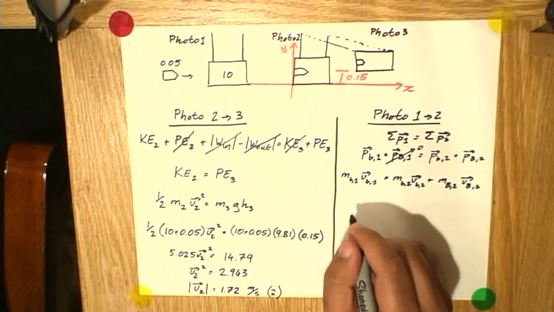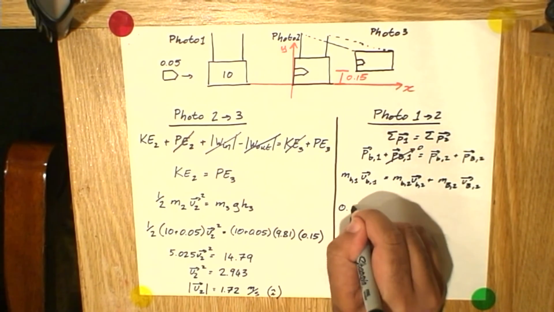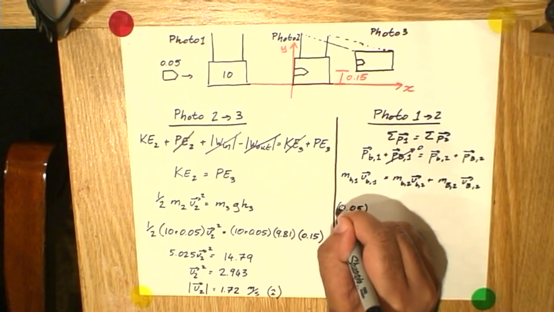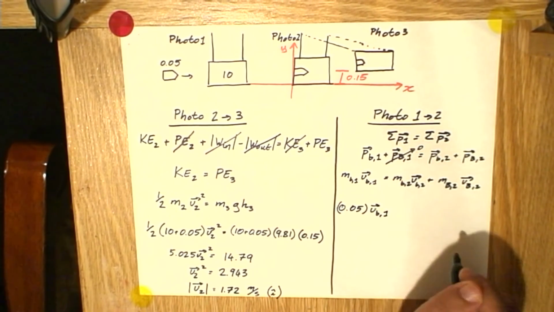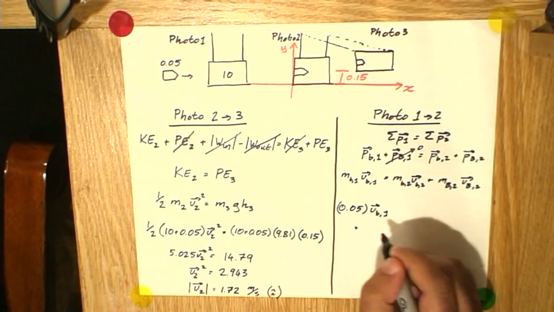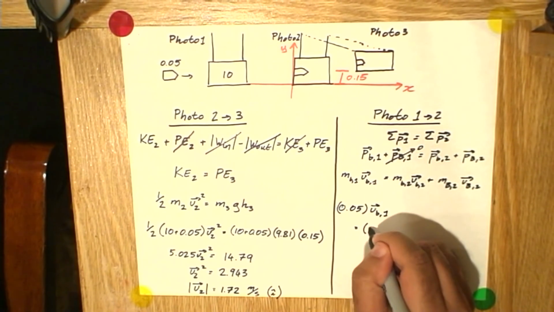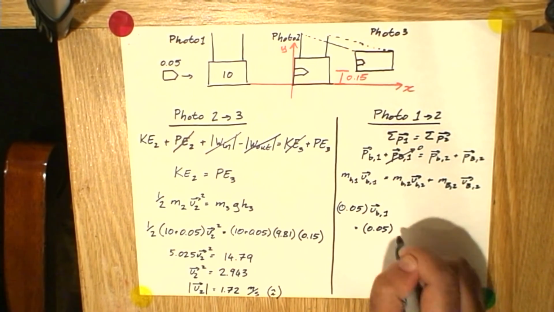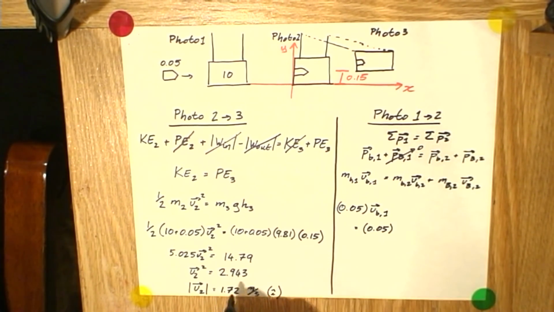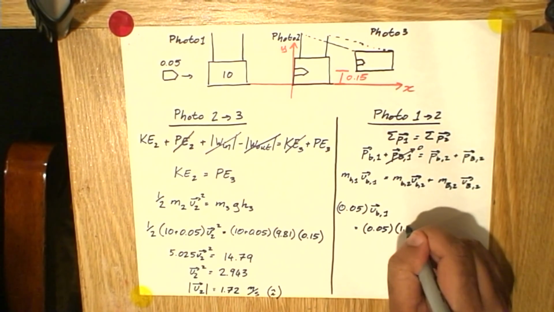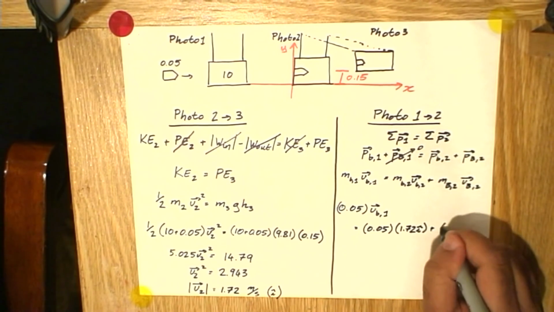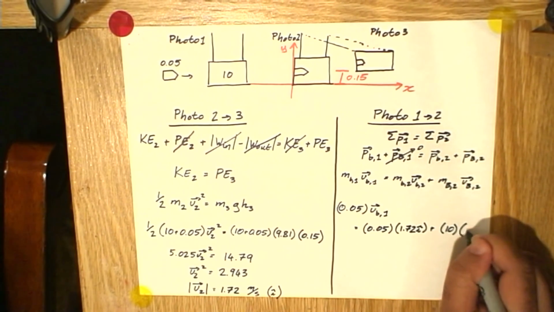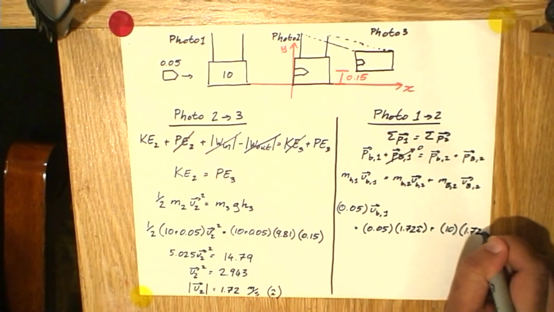The mass of the bullet is 0.05. The velocity of the bullet in photo 1 is unknown. But all of that is equal to mass of the bullet in 2, 0.05, times velocity of the bullet in 2. We found out that the combined velocity was 1.72 I hat, plus mass of the block, 10, times velocity of the block, 1.72 I hat as well.